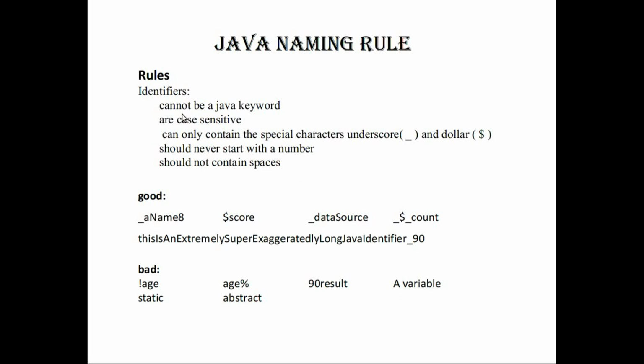Our first rule says it cannot be a Java keyword. So you cannot use something like static or abstract, which are Java keywords. It's going to complain. You could use something like Abstract with a capital A because Java is case sensitive, and Abstract with a capital A means something different from abstract with a lowercase a. But don't do that. It's just not good. Look for a better identifier name. You cannot use a special character like the exclamation point that you see there. It actually means something else in Java: not. You cannot use the percent sign. It actually means something: modulus.